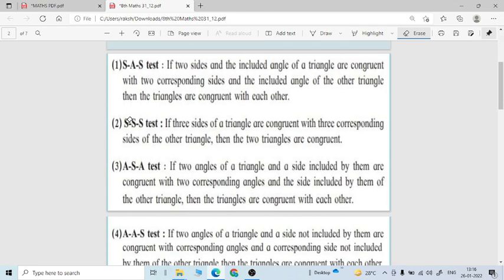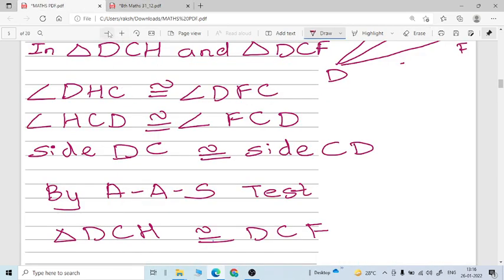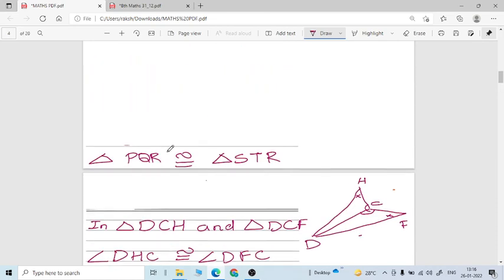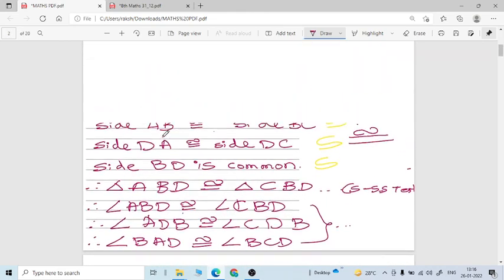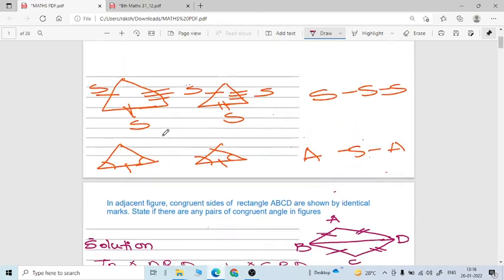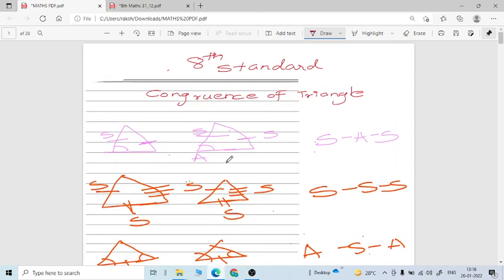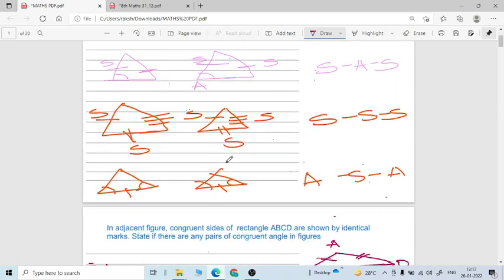Pause the video, read through all these properties thoroughly, okay? Then note all the sums which you have done. The questions I have also written here, do not worry. Okay, these are the sums we did while looking at the properties.